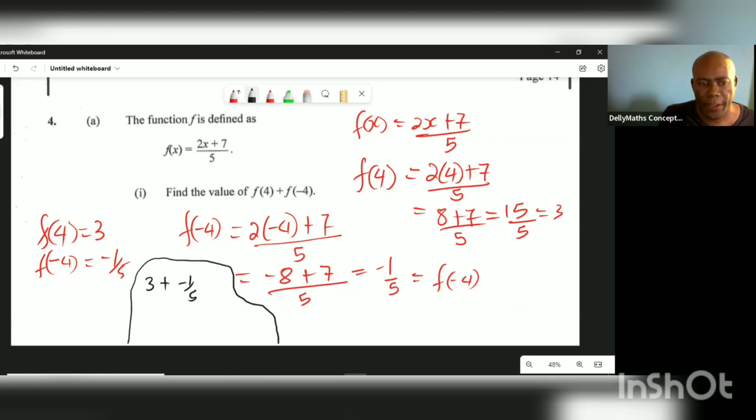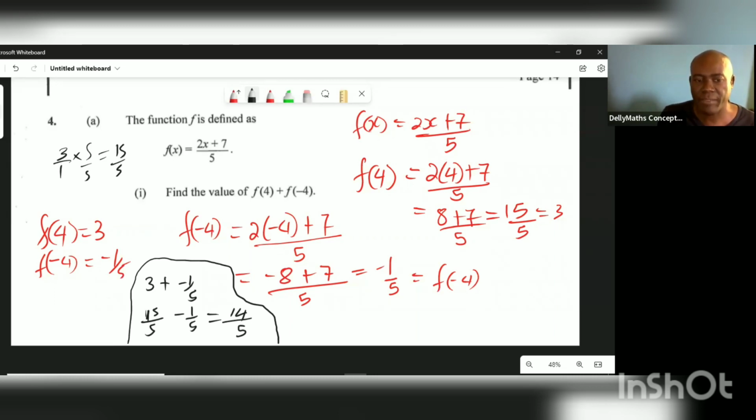Okay, so it's 3 over 1. If we look at it quickly, 3 over 1 times 5 over 5 gives us 15 over 5, which is the same thing as 3. So if I have 15 over 5 and we are subtracting 1/5, then I'm going to be left with 14 over 5. And 14 over 5 is the same as 2 and 4 over 5.